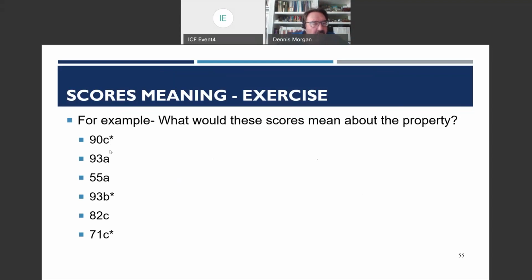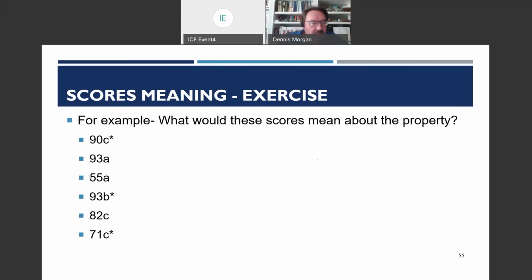HUD. Property number two, I scored a 93A. 93, good score. 93 means looking at that property every 3 years. A means no health and safety. And the fact that I don't have a star there means there were no smoke alarms or no smoke detector deficiencies on that property.